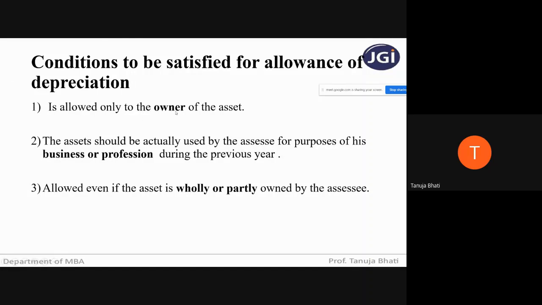It is allowed only to the owner of the asset. The asset should be actually used by the assessee for the purpose of his business or profession during the previous year. Only if he's using it for the purpose of business or profession can he claim the depreciation. Third, it is allowed even if the asset is wholly or partly owned by the assessee. It is not necessary that he owns 100% of the asset to claim depreciation. Suppose 50% is owned by the assessee, on that portion he can claim depreciation. These are the basic conditions which have to be satisfied in order to claim depreciation under section 32.